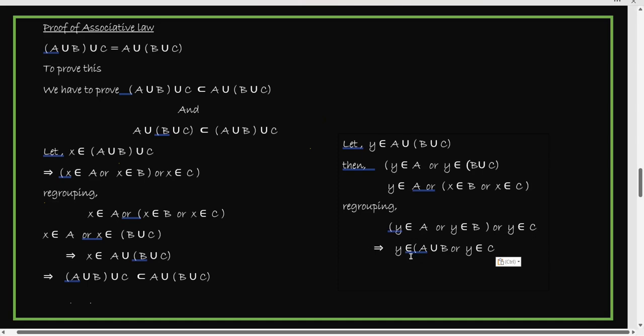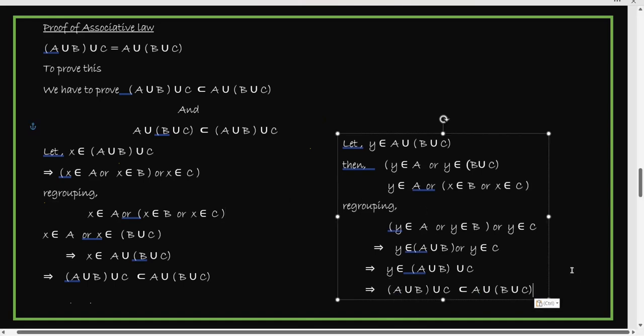This is by definition A union B. So this is y belongs to A union B or y belongs to C. So this implies y belongs to A union B union C. So we started with y belonging to the second set, and now we prove that y also belongs to the first set. So the second set is a subset of the first set. So A union B union C is a subset of A union B union C.